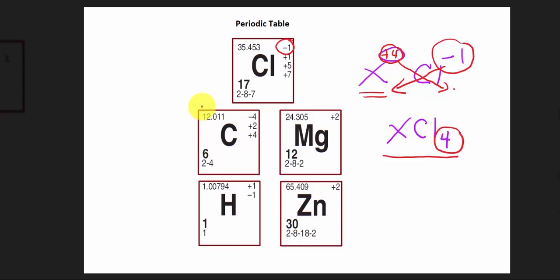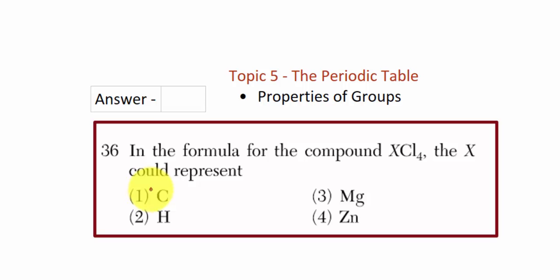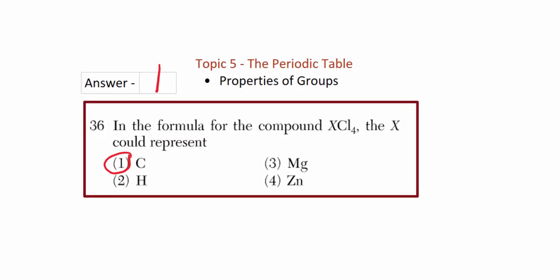So we expect our element X to have an oxidation state of +4. Now if we review the 4 possible answers here, the carbon, hydrogen, magnesium, and zinc, the only one that's listed as being capable of a +4 oxidation state is the carbon. Magnesium is a +2, as is zinc, and hydrogen can only be ±1. So our answer is going to center around carbon, because it's the only one that can be +4. So the answer is 1.